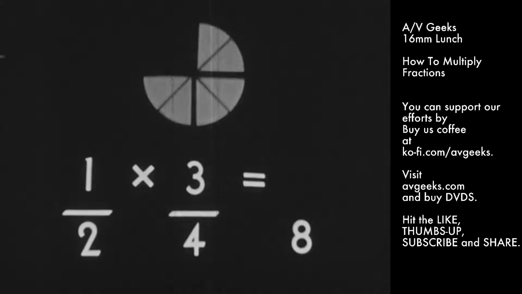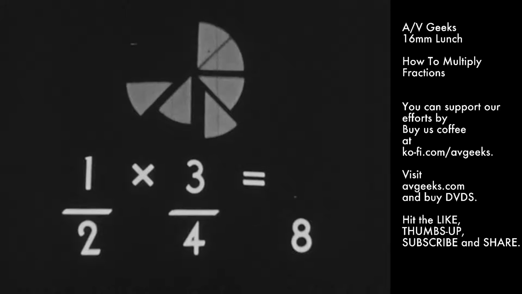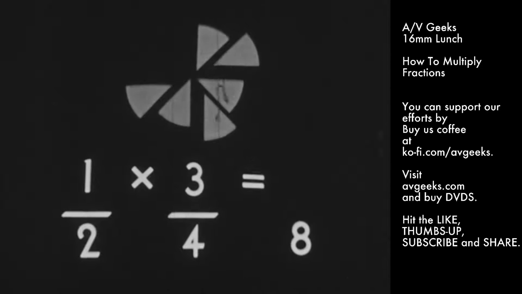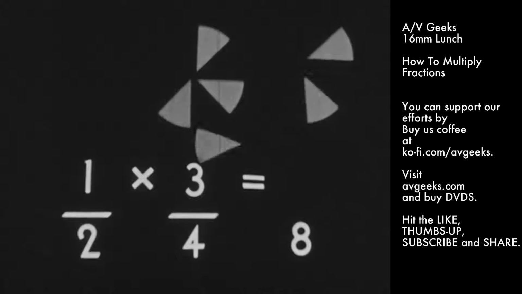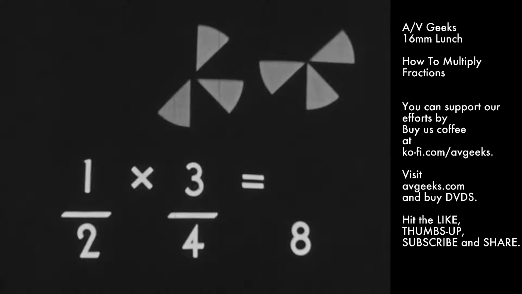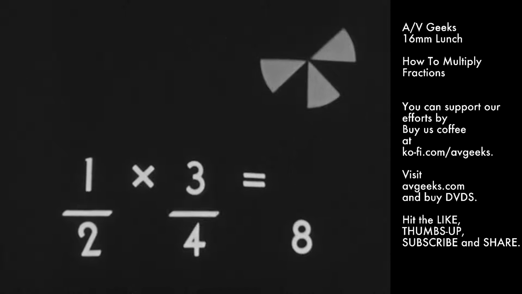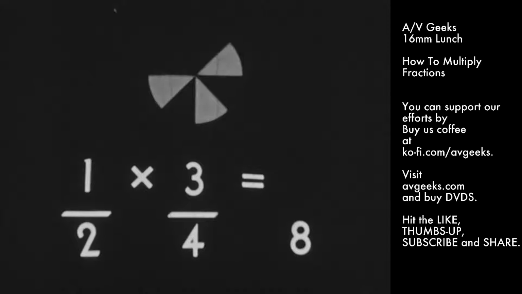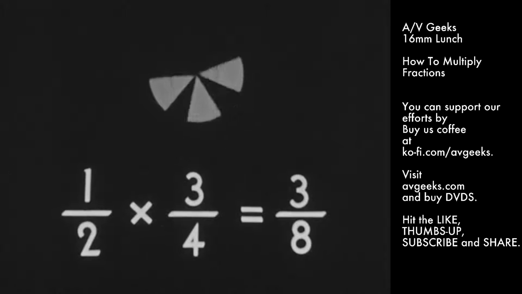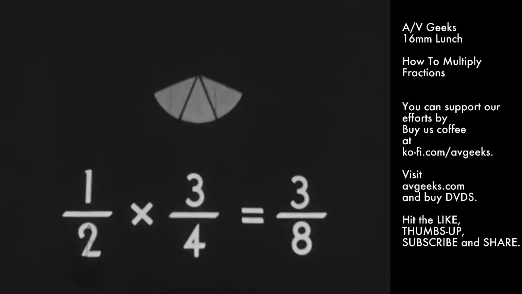There were 3 parts to start with. The numerator of 1/2 tells us to take 1 part from each of the 3 original pieces. So we have 1 times 3, or 3 parts, for the answer. Our answer is 3/8. You can see that the rule is an easy way to find the answer.